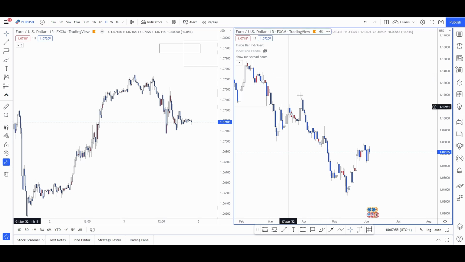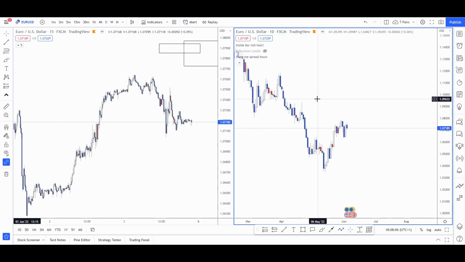I've got usually the 4 hour. We're going to go to the 4 hour in a sec. So 4 hour on this one, 15 on that one, just so I can keep a really easy visual cue of what's going on in the market. So let's just get stuck in.